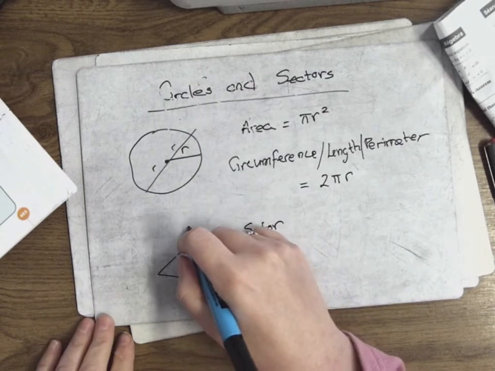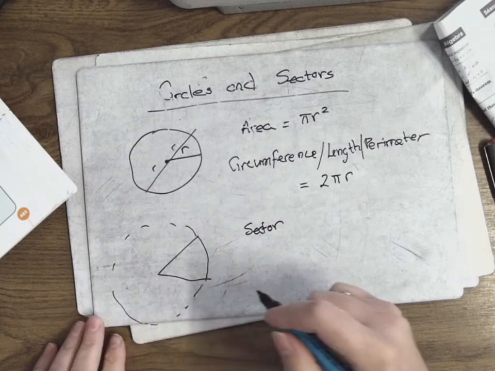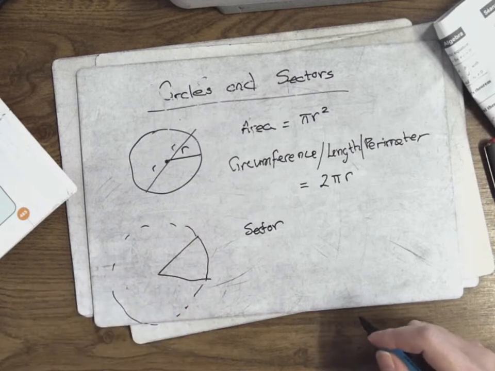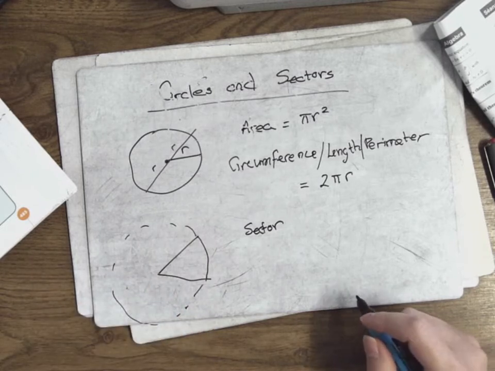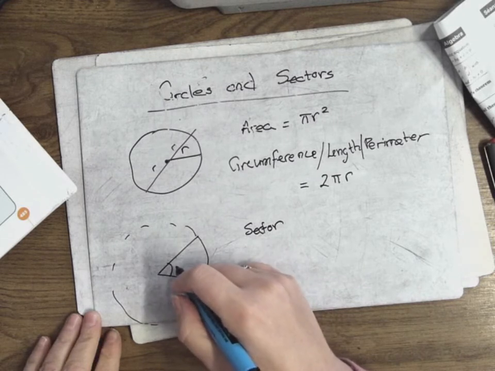So we don't have the whole circle, because if you had the whole circle, this is what you'd have. You don't have the whole circle, you just have a slice out of the circle. When they give you a sector, girls, they have to give you the angle in here.